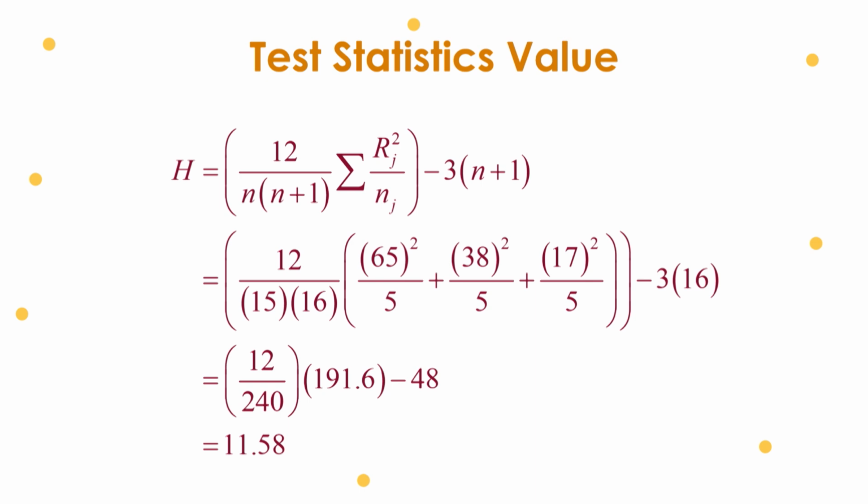We already know the sample size n is 15. So it is 12 divided by 15 into 16, and R j represents the rank total of each group. We calculated the first group as 65, the second group as 38 and the third group as 17, divided by n j, as all the groups have only 5 observations. We square these, minus 3 into n plus 1, which is 16. By solving this, at last we have calculated the value as 11.58.